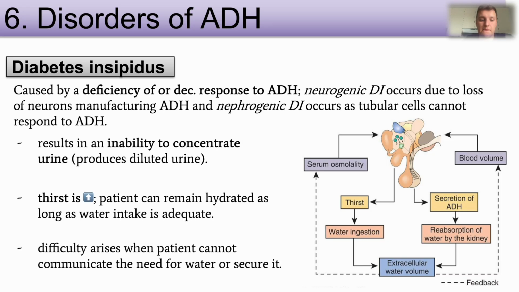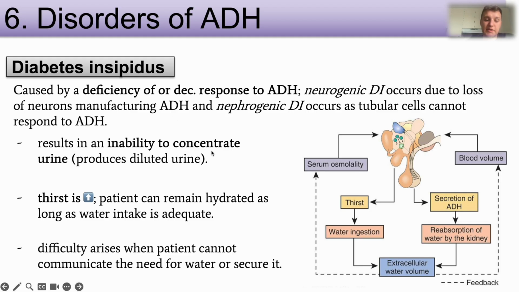So diabetes, right, caused by deficiency of or a decreased response to ADH. This is neurogenic diabetes, occurs due to the loss of neurons manufacturing this ADH. And nephrogenic diabetes occurs as tubular cells cannot respond to the ADH, right? So it could be neurogenic from the brain or nephrogenic from the nephrons, okay?